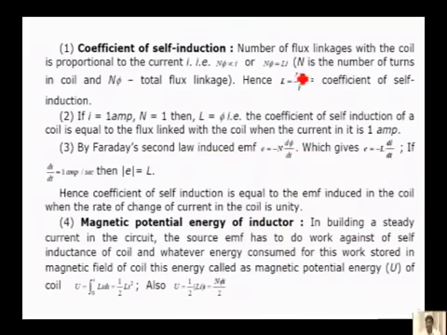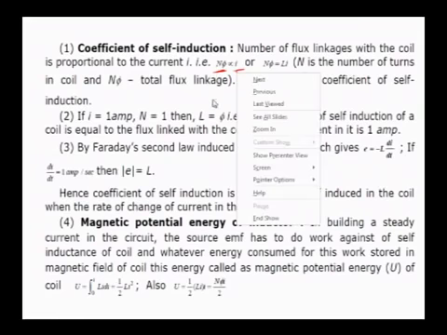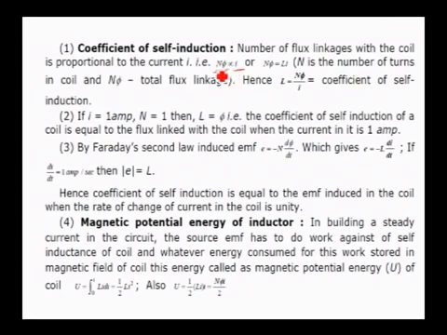Next, we have a few definitions of self-induction. The amount of flux linked with the coil is directly proportional to current. The greater the current through the coil, the greater the flux linked. N is the number of turns in a coil and phi is the flux through every turn. If I rearrange this, we get L is equal to N phi by I. Suppose the current is 1 ampere and the number of turns is 1, then L will be equal to phi. That shows the coefficient of self-induction.